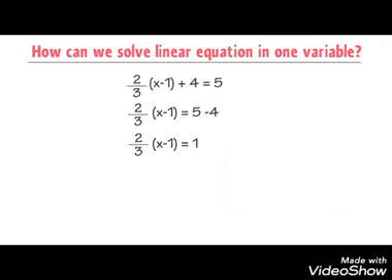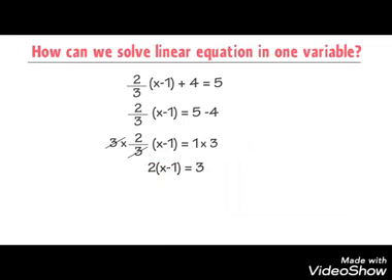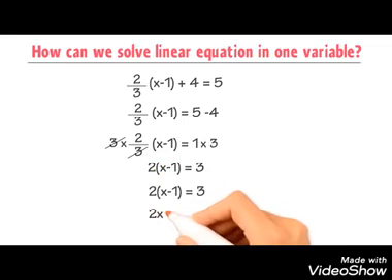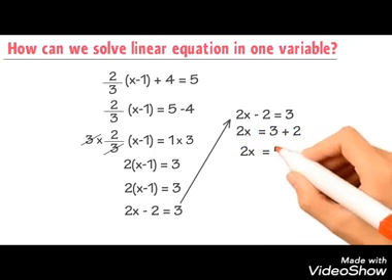Now it is time to eliminate 3 as a denominator. To do so, we multiply both sides by 3. 3 into 2 divided by 3 into (x - 1) is equal to 1 times 3. 3 and 3 are cancelled out. As a result, we get 2 into (x - 1) is equal to 3, or 2x minus 2 is equal to 3. Now again we will shift minus 2 from the left hand side to the right hand side. Thus we get 2x is equal to 3 plus 2, or 2x is equal to 5.